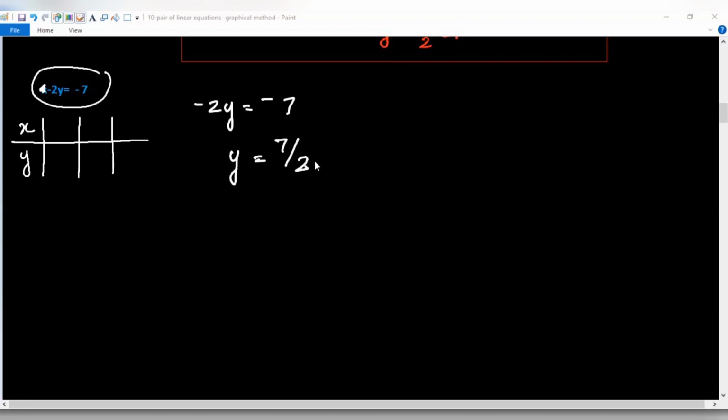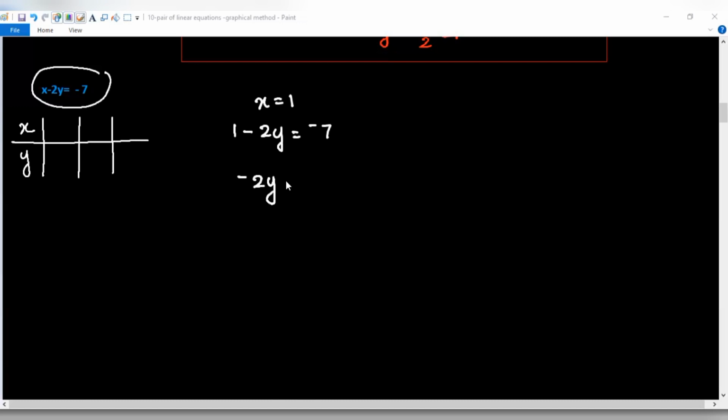It is difficult, no? Sometimes some kids may know how to plot this, which is the same as 3.5. But let us find some integer values. Okay, now let us give x equals 1. Then what happens? 1 minus 2y equals minus 7. So in place of x, we have given the value 1.